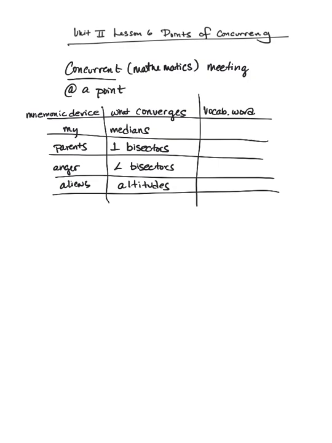Now the vocab words go in alphabetical order. Centroid, circumcenter, incenter, orthocenter.